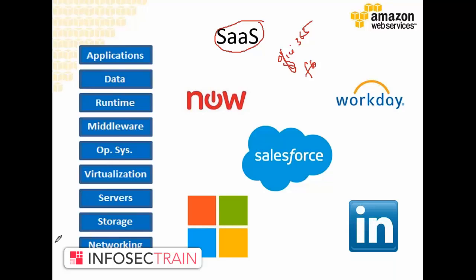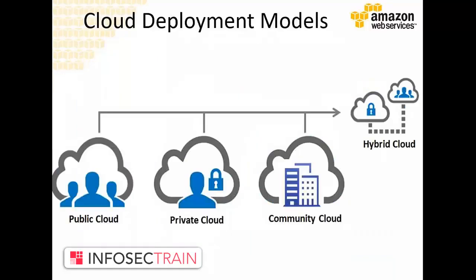That's it. So now we'll discuss the different types of cloud, how we deploy this cloud platform. That is the most important doubt which most people ask me. How can we deploy this cloud platform? See, we can deploy this cloud platform in 4 ways: the public cloud, the private cloud, the community cloud, and the hybrid cloud.